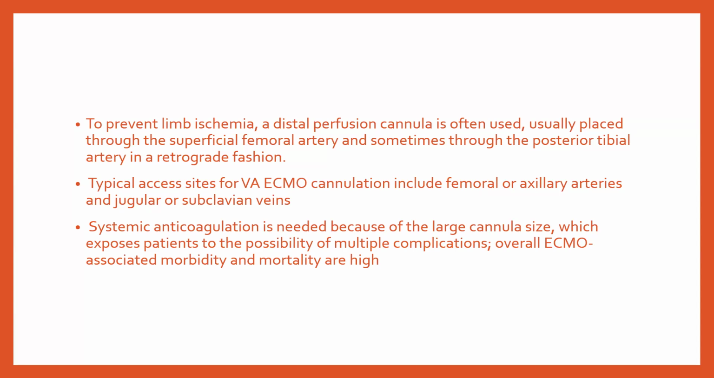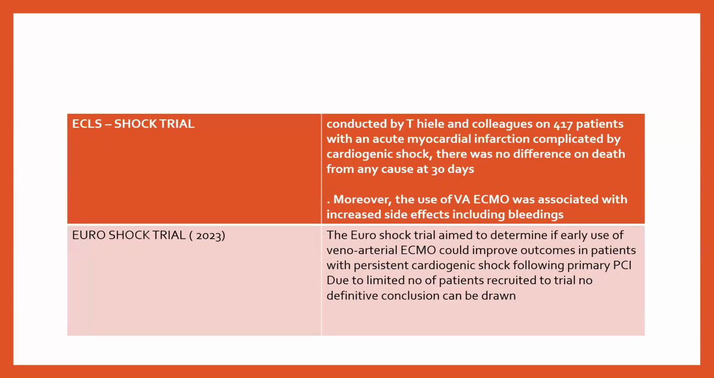Systemic anticoagulation is needed because of the large cannula size, which exposes the patient to the possibility of multiple complications. Overall, ECMO-associated morbidity and mortality are high. So there are a few trials, that is the ECLS-SHOCK trial, which was conducted by Thiele and colleagues on 417 patients with acute myocardial infarction complicated by cardiogenic shock, and there was no difference in death from any cause at 30 days. Moreover, the use of VA ECMO was associated with increased side effects, including bleeding.